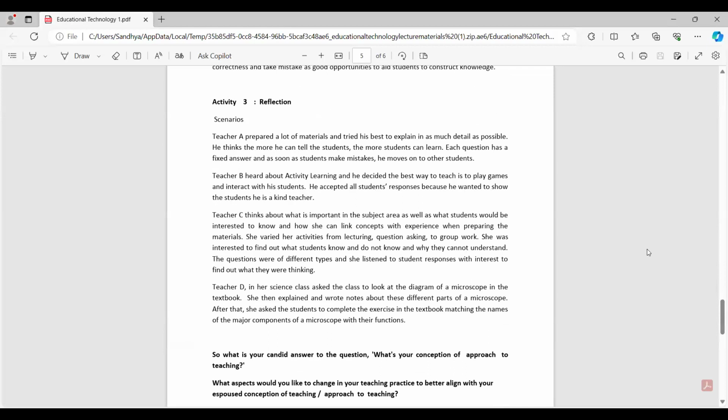Right. Now we'll make a list of it. What criteria, what facts, what factors decide you to select either teacher-centered or student-centered? What makes you decide on one of these? Right? What are the criteria?